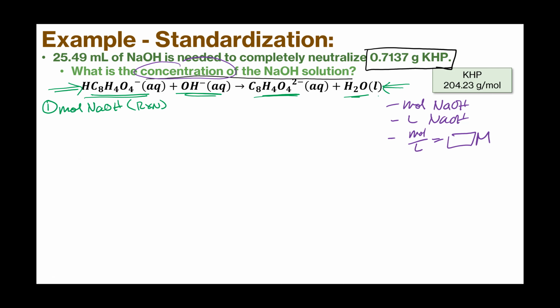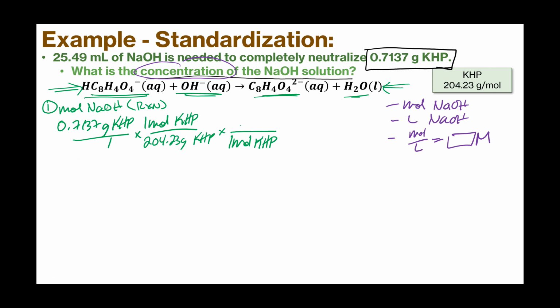Okay, this is stoichiometry. We can set this up using dimensional analysis. Our starting point is the grams of KHP because we're looking for sodium hydroxide. Our equation needs moles, and so we're going to convert this to moles of KHP using our molar mass. So this is 204.23 grams of KHP. Once we have moles, we can use our equation. 1 mole of KHP is 1 mole of OH minus.